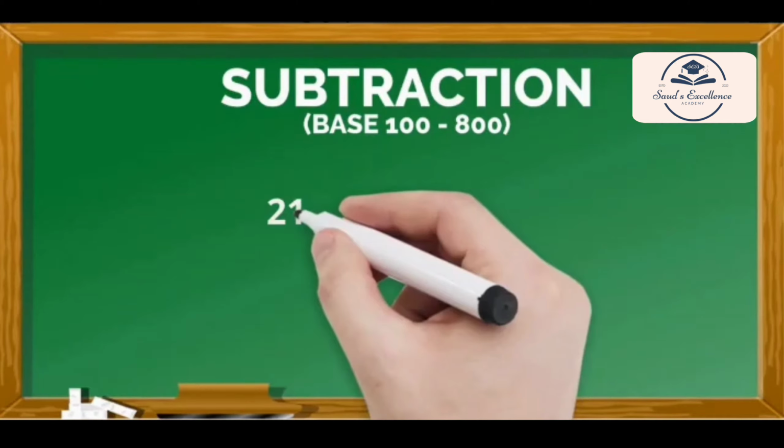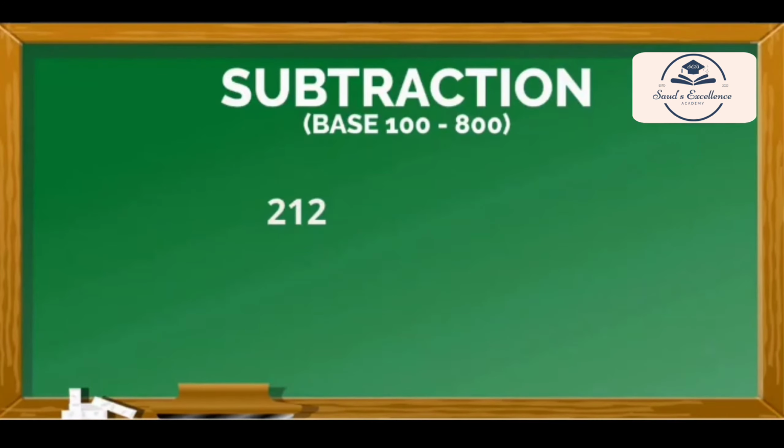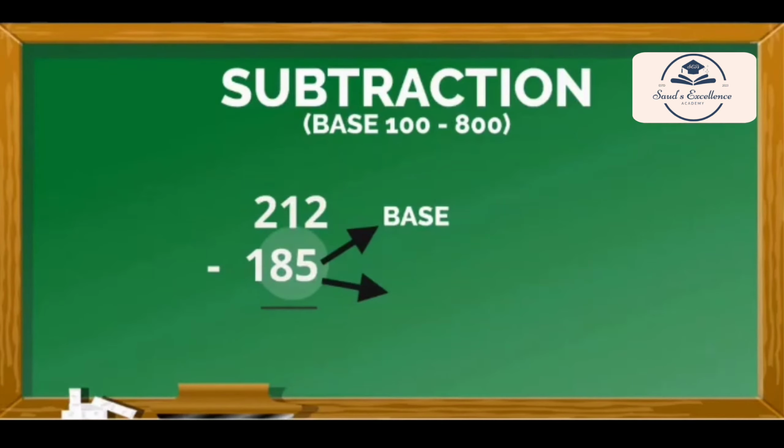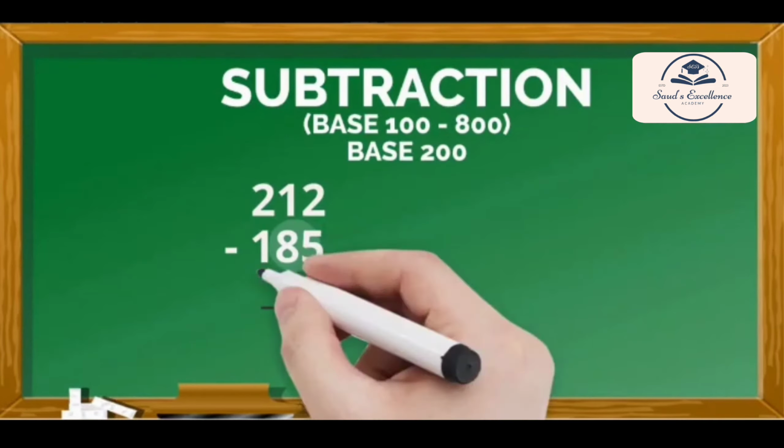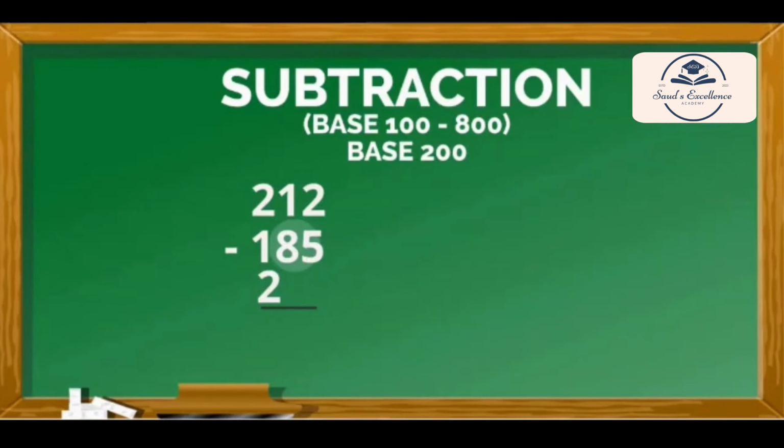Let's start with an example like 212 subtract by 185. 185 will give us two things, first base and second thing complement. 185 is near to 200, so we take base 200. For base 200, we write 2.